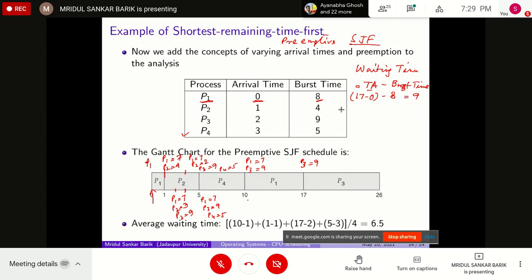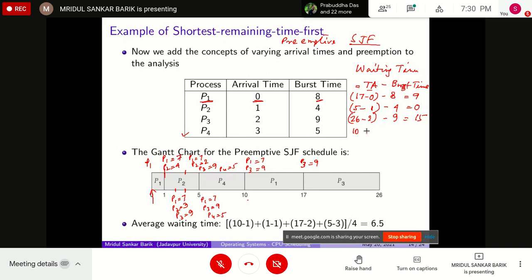The second process, P2, arrives at 1 and finishes at 5. So 5 minus 1 is the turnaround time, minus its burst length 4, so the waiting time is 0. P3 arrived at time 2 and finished at 26. 26 minus 2 is turnaround time 24, minus its burst time 9, so it would be 24 minus 9, 15.